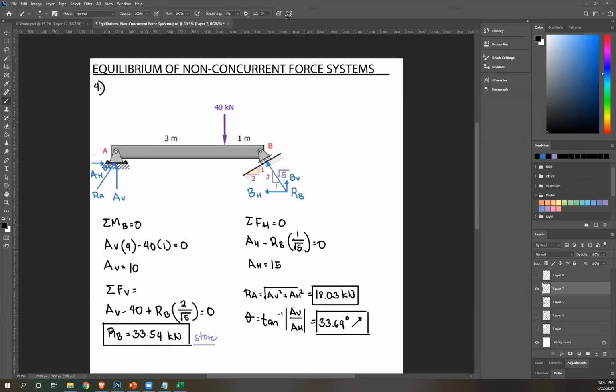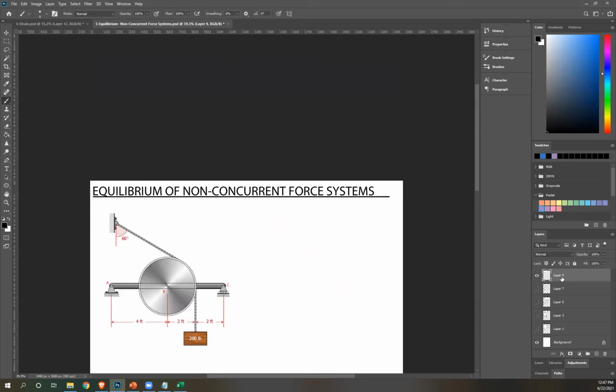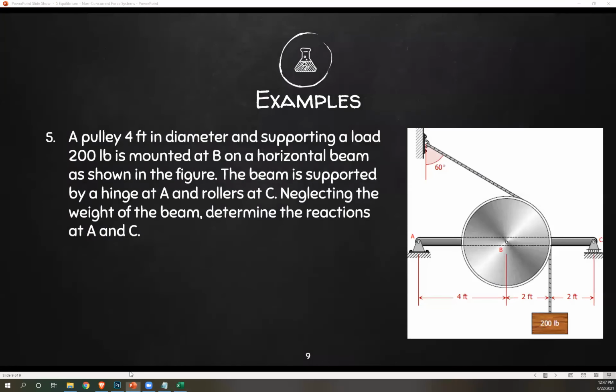Any questions for number 4? Please answer in the chat. Okay, good. Since you don't have any questions, let's move on to number 5, the last question for non-concurrent force systems.